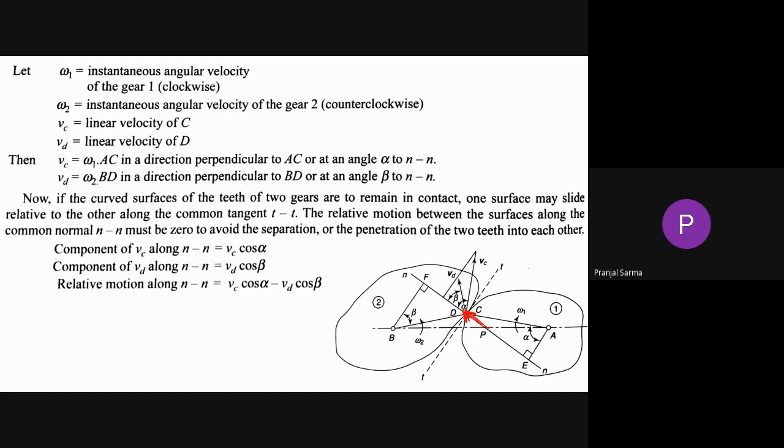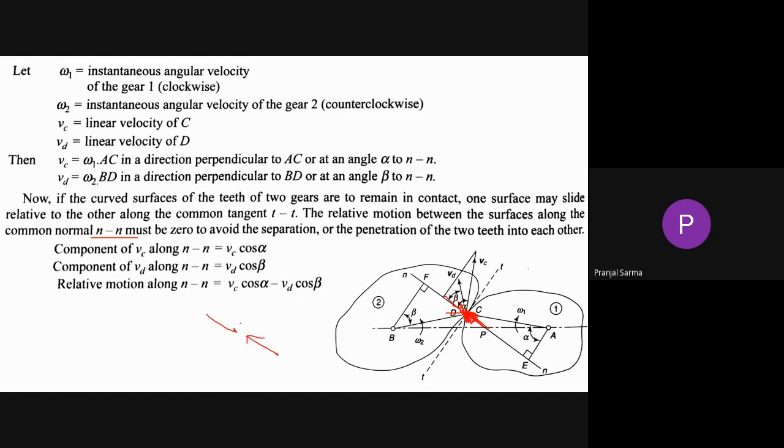What do you think? We don't want any penetration here. Should there be any relative velocity along the common normal? No, sir. Definitely no. If no, that means the relative velocity has to be zero. So the relative motion between the surfaces along the common normal must be zero, to avoid the separation or the penetration of the two teeth into each other. If there is any relative velocity in this particular direction, they will try to go inside each other.